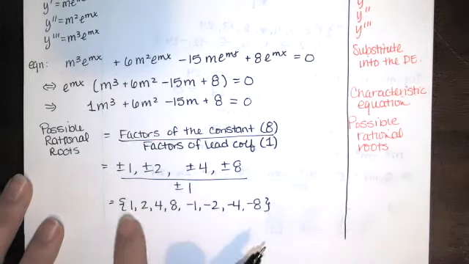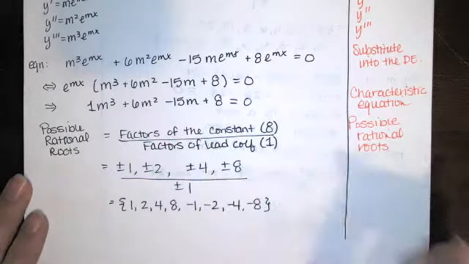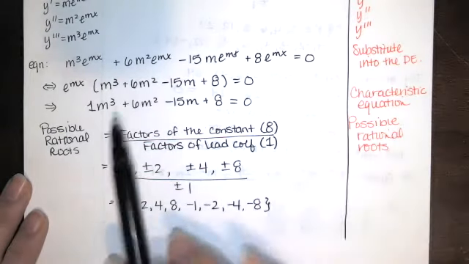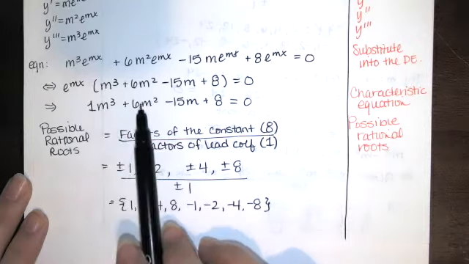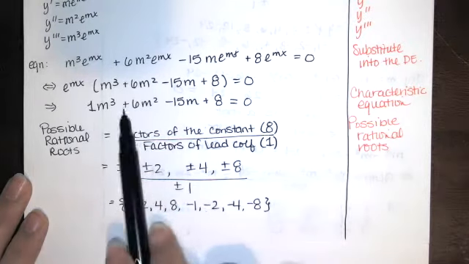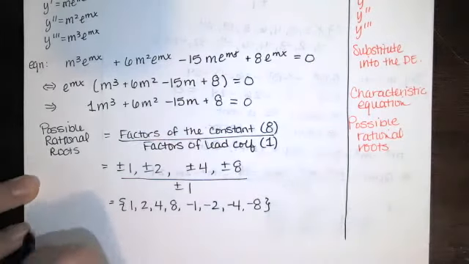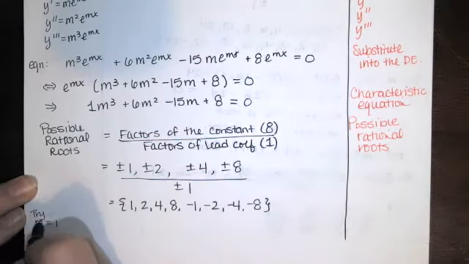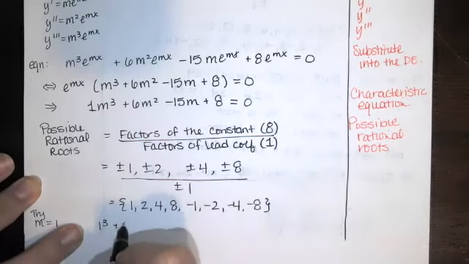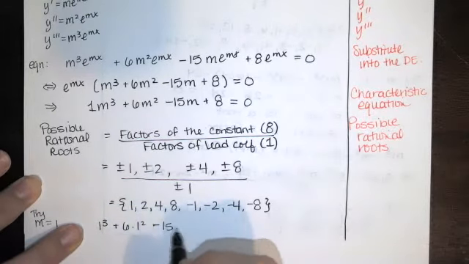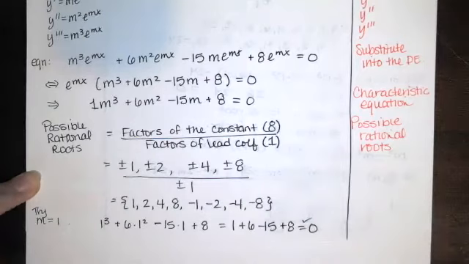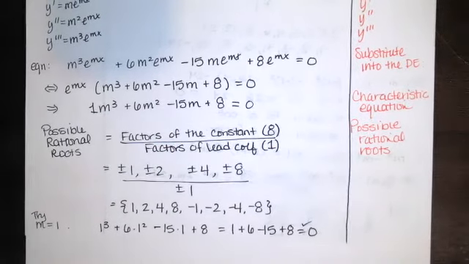Okay, so the question becomes, which values on this list do you think will actually give us a 0 over here? Well, I know if I plug in just m equals 1, I'd have 1 plus 6 is 7, 7 plus 8 is 15, and 15 minus 15 is 0. So I think m equals 1 is going to work. So let's try m equals 1. I've sort of already done the arithmetic in my head. So you have 1 plus 6 minus 15 plus 8. 7 and 8 is 15. 15 minus 15 is 0. So that means m equals 1 is a root. And that means m minus 1 is a factor.